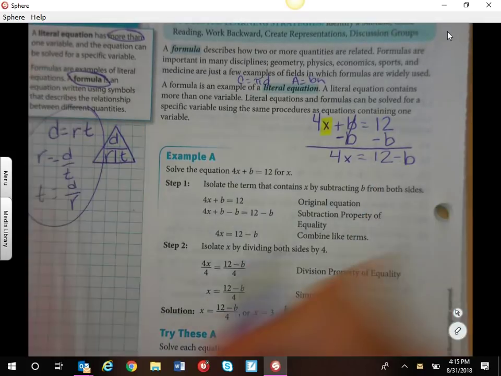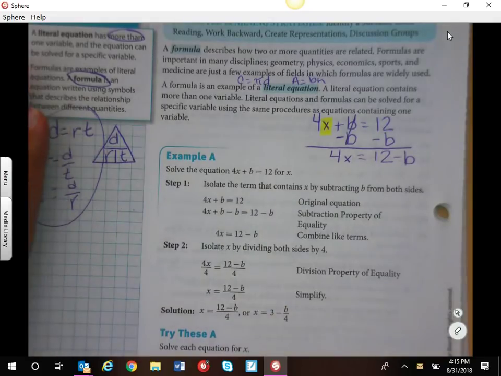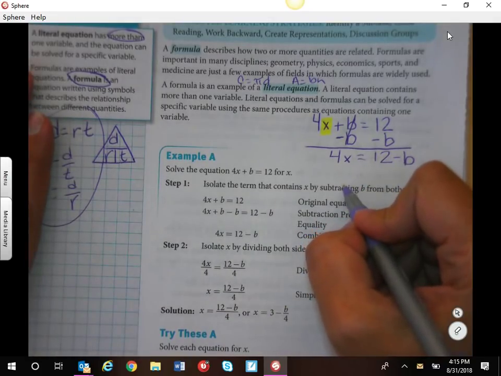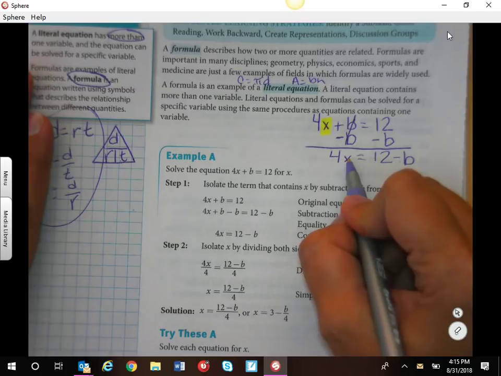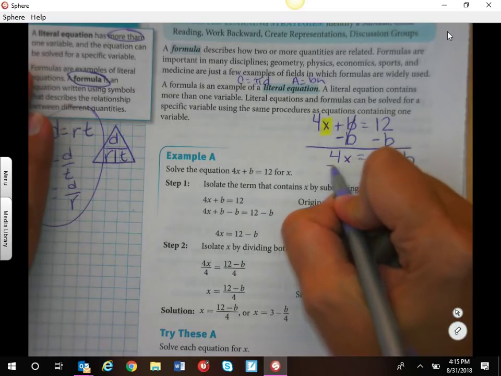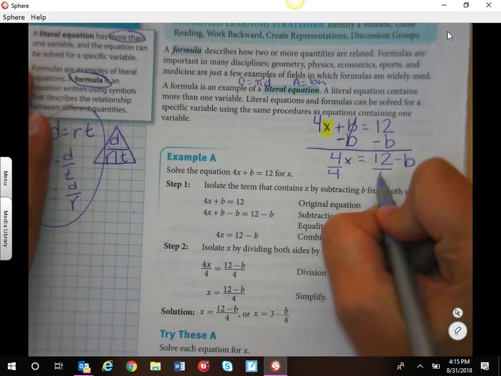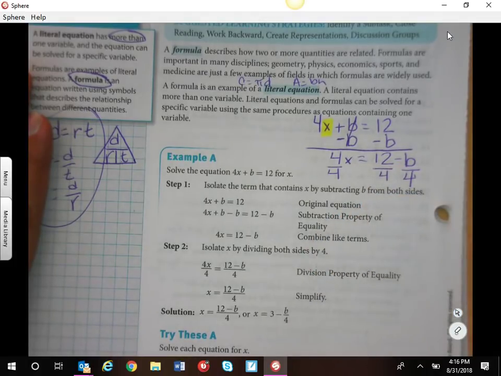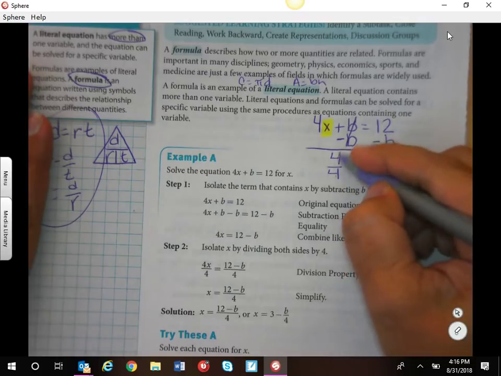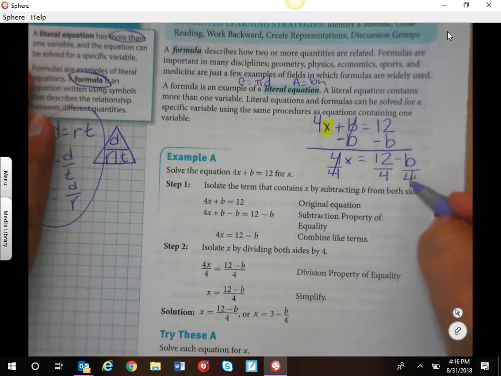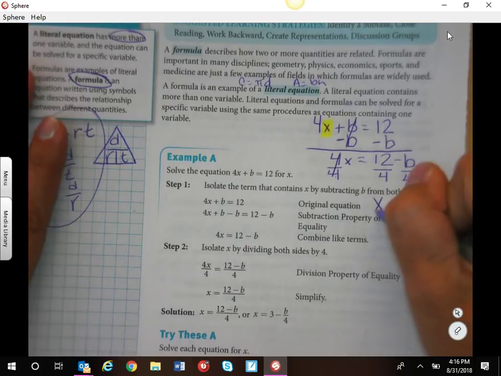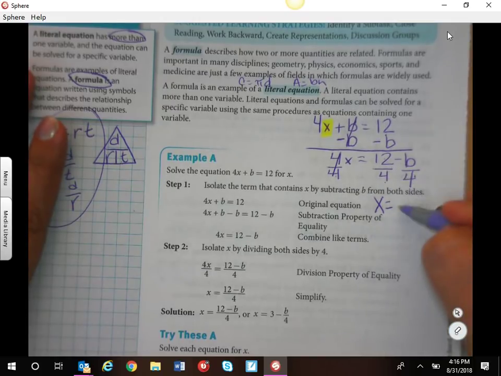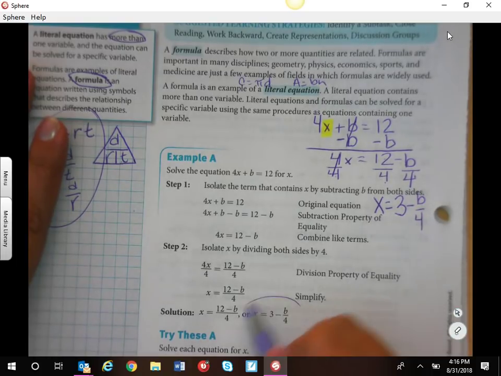This last step we've been discussing is to undo the multiply or divide, or do the inverse. Here we're multiplying by 4, so the inverse is to divide by 4. And you need to divide everything by 4. 4 divided by 4 is 1. 1x, that's what we want. 12 divided by 4 is 3. Now this we cannot simplify, so we're just going to rewrite it. And that's how they got this.